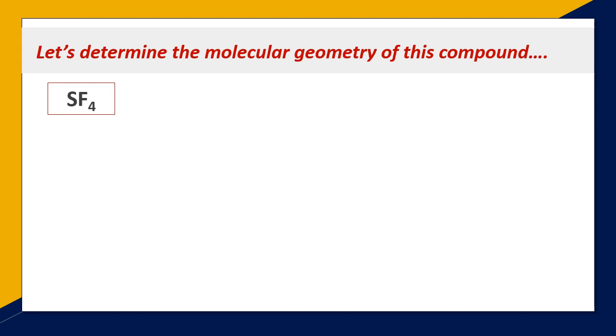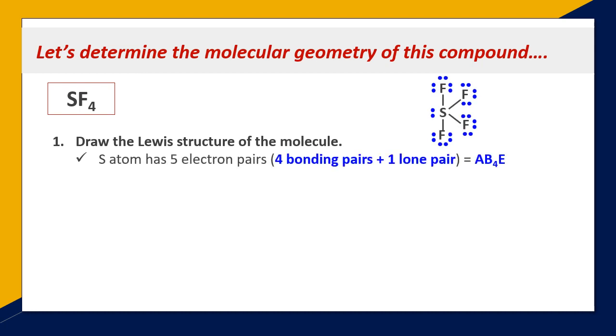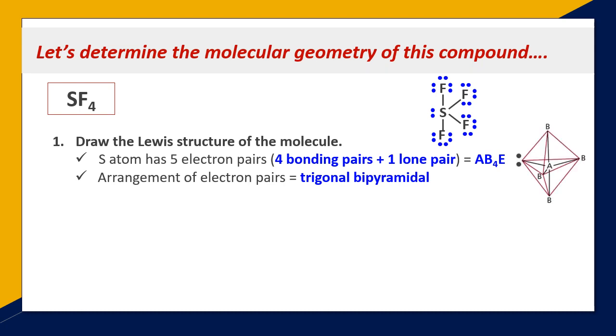Now, let's consider sulfur tetrafluoride. First, draw the Lewis structure of the molecule. From the Lewis structure, we can identify that the sulfur atom is surrounded by 5 electron pairs, in which 4 of the electron pairs are bonding pairs and 1 is a lone pair. All the electron pairs are arranged in a trigonal bipyramidal.